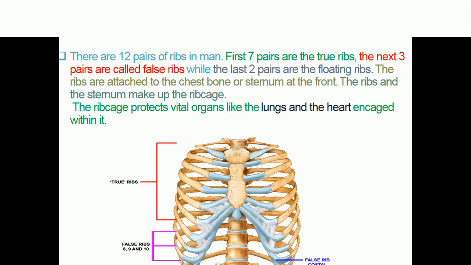Now the ribs are attached to the chest bone, like I mentioned, or the sternum at the front. The ribs and the sternum make up the rib cage. The rib cage protects vital organs like the lungs and the heart, which are encaged within it. So this is the image of the ribs. You can see the position of the true ribs, the false ribs, and the floating ribs.